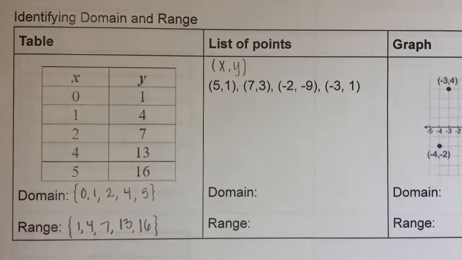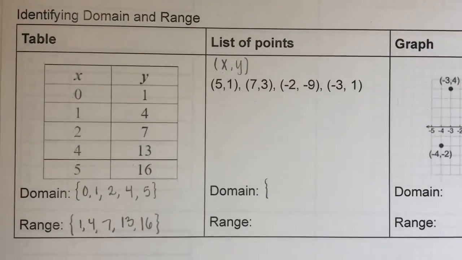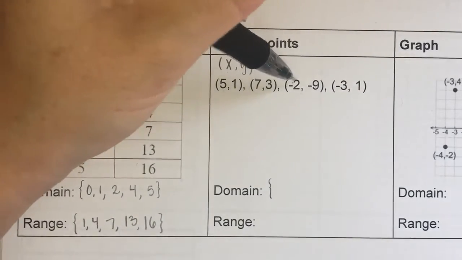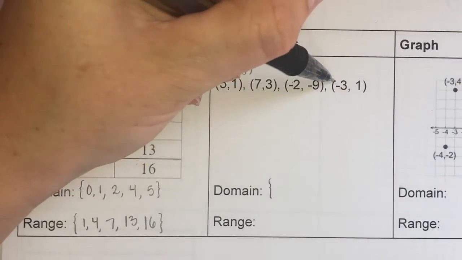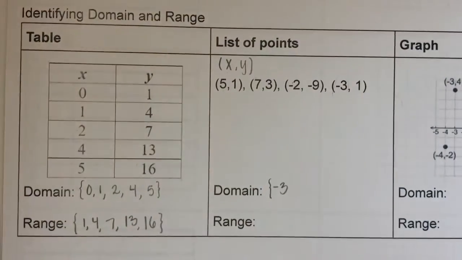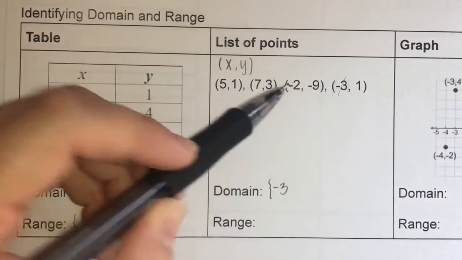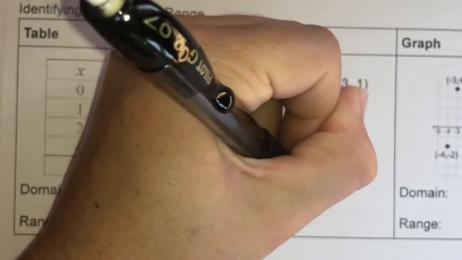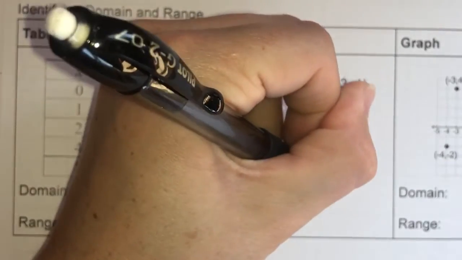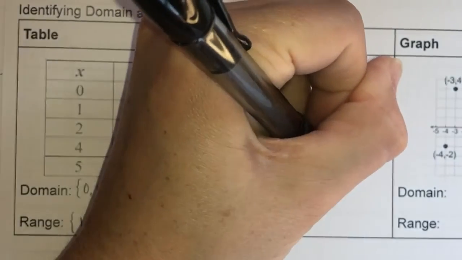So if I want to list my domain, I have to find the smallest x value first. So there's 5, 7, 2, -2, and -3. So -3 is my smallest. If you want, you can cross it out so you don't count it twice. -2 is my next smallest. 5 is my next smallest. And then 7 is my largest.